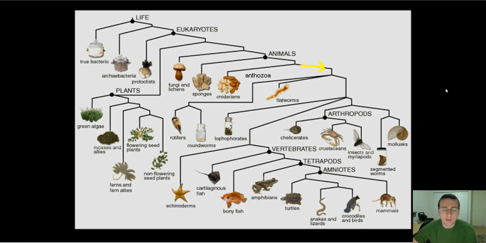Okay? Now, among the animals that have tissue, or are triploblastic in this case, you're going to have 3 major branches. Now, you're going to have some which are going to have internal cavities, and others which will not.